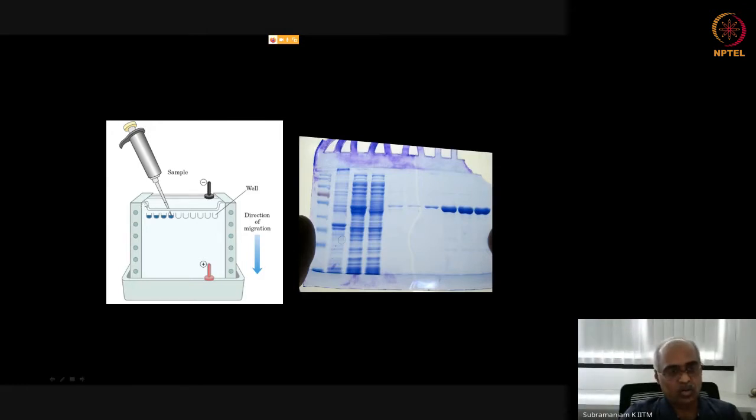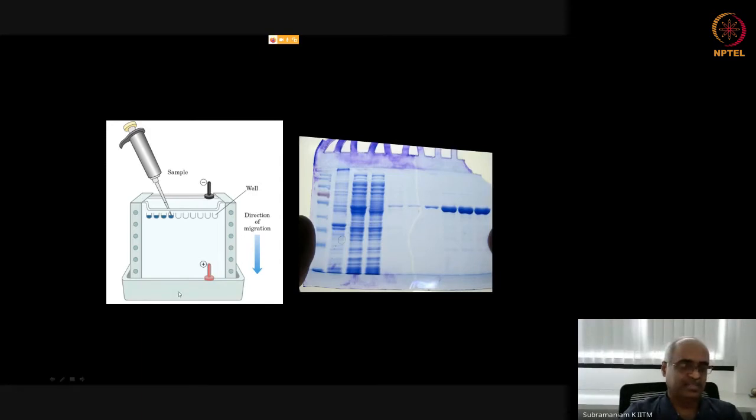And you will keep a comb-like structure here, a plastic comb with the tooth. And after it solidifies, if you remove the comb, you get these shapes which we call as the well. And that is where the protein is loaded. So usually the protein solution is mixed with glycerol that increases the density, therefore it doesn't diffuse into the buffer. Instead, it goes and settles at the bottom of these wells. And to visualize the solution as well as its migration, you add a colored dye. So as it migrates, you can see that.